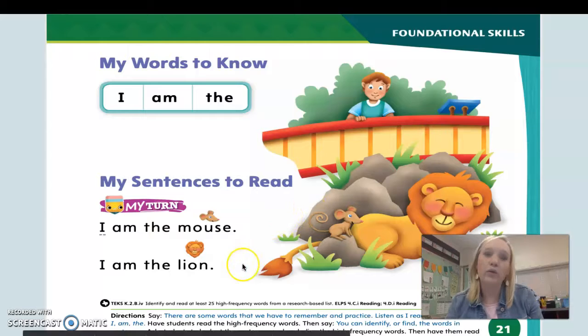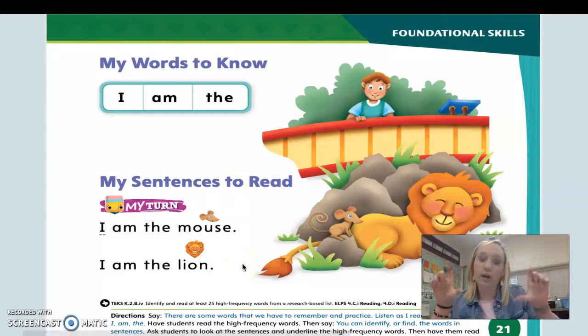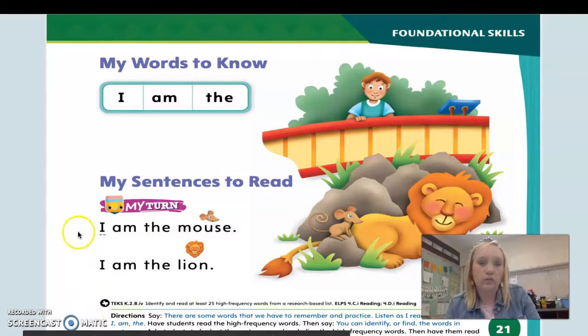All right, if you were able to do that, then what I want you to do is take a picture of your work and upload it into Seesaw or send it to me in Google Classroom. And then we are going to review this real quickly.